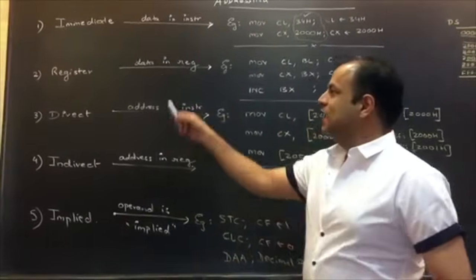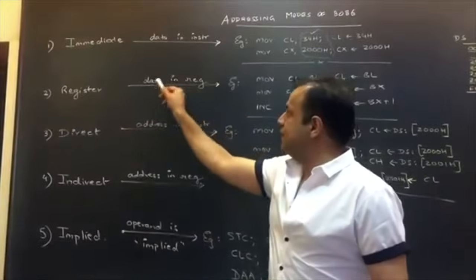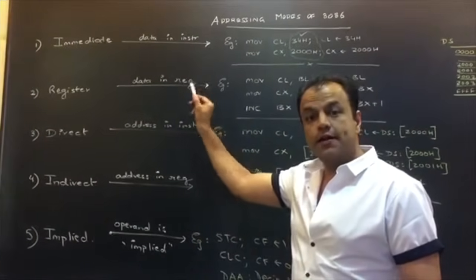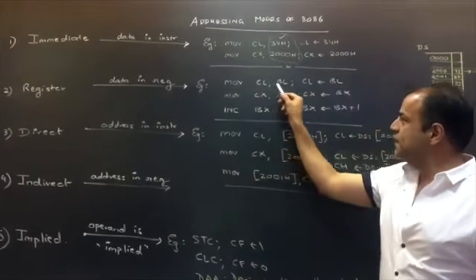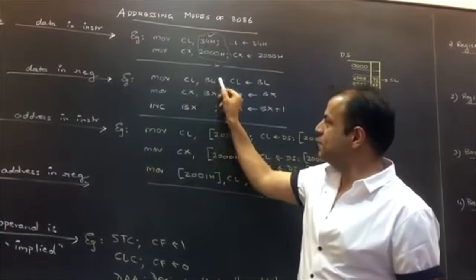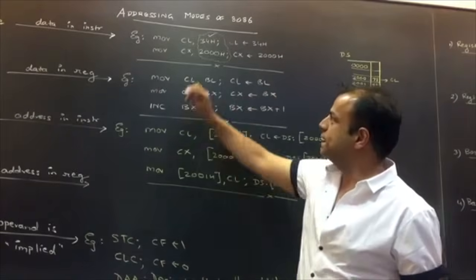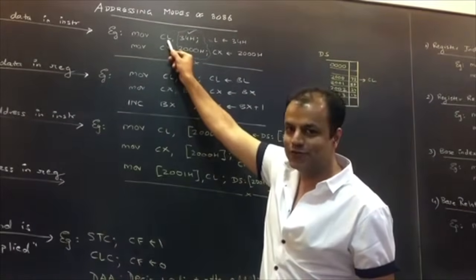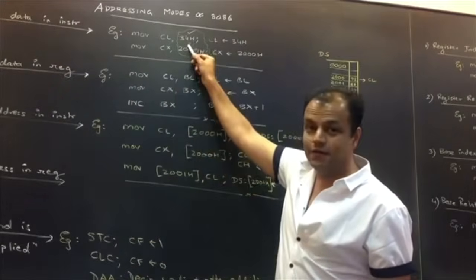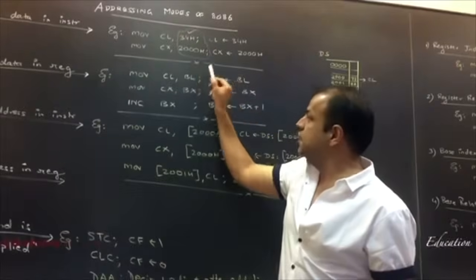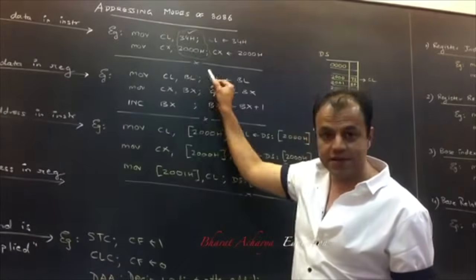Now, the next one, register addressing. Instead of giving data in the instruction, we are going to give data inside a register. The data that we want to operate on, we are giving it using a register. Example, move CL, BL. When you write move CL, BL, CL gets the value of BL. Listen carefully. Here also who is getting a value? CL. Here also who is getting value? CL. The difference is, here we have given the data in the instruction, here we are giving the data using a register. So this is called immediate addressing, this is called register addressing.